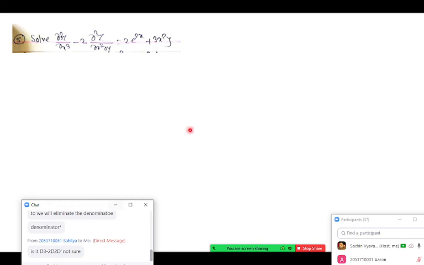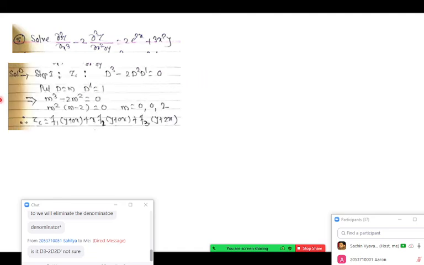So I will show you the solution here. We put D equal to m and D dash equal to 1. We get the equation m cube minus 2m square equals 0. M square is common, so m is 0, 0, 2. 0, 0, 2 are the roots. So ZC becomes f1 of y plus x f2 of y, plus f3 of y plus 2x. The 0x is not written, no need to write it. So that is the complementary solution. Now we have to move to the PI. What are the things that we have to take care of when we write a PI?